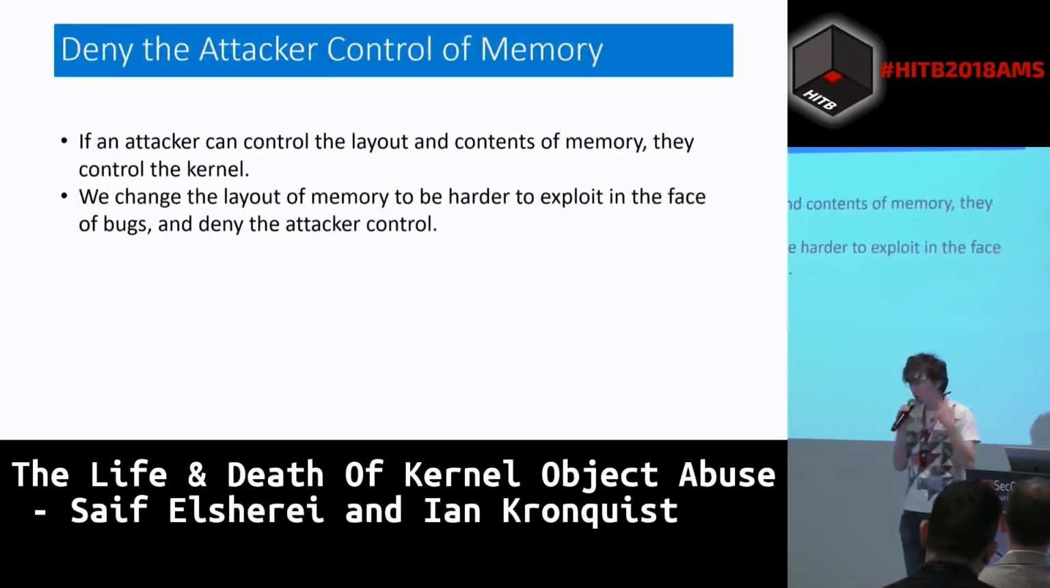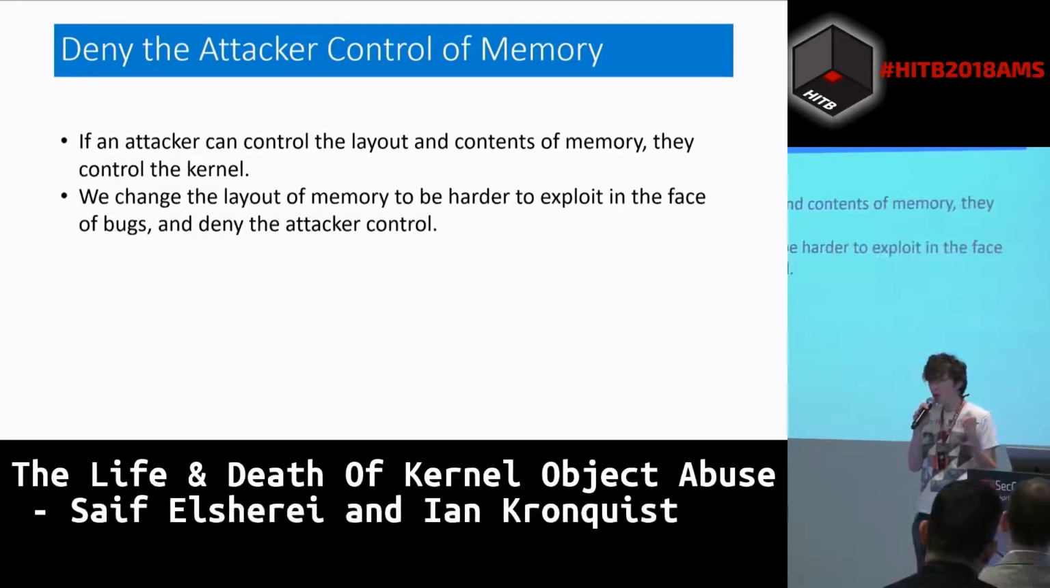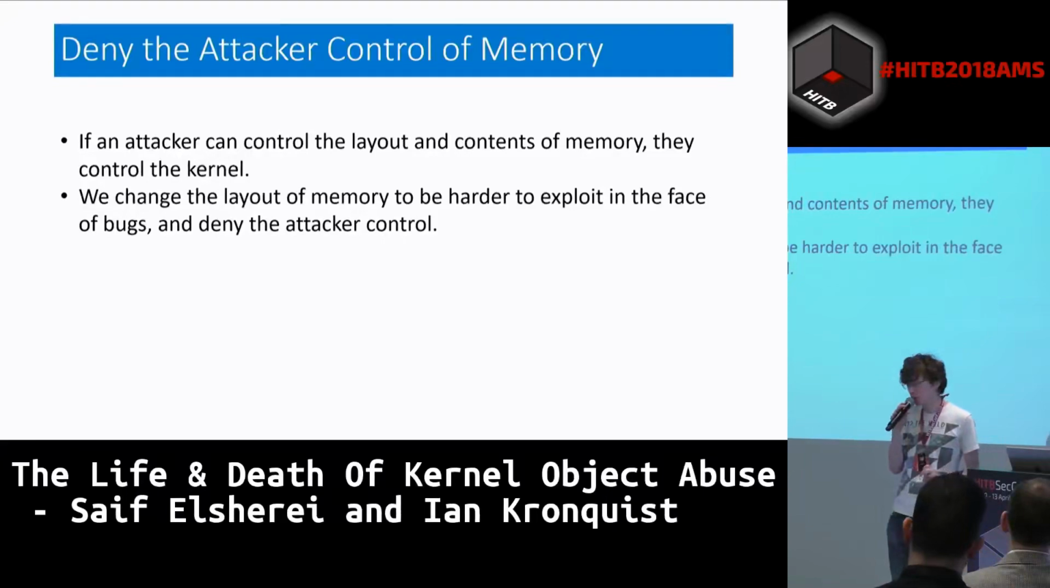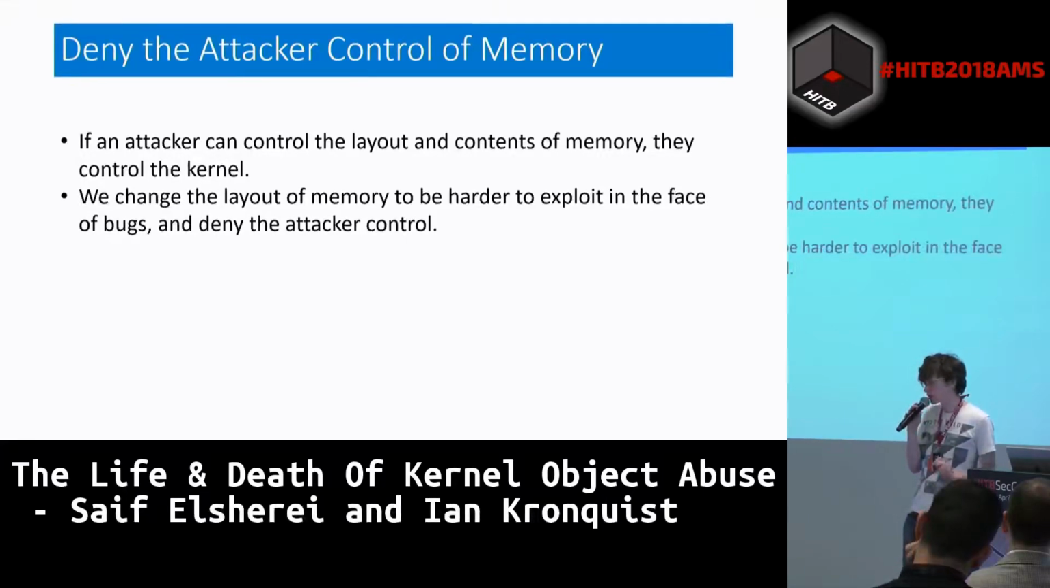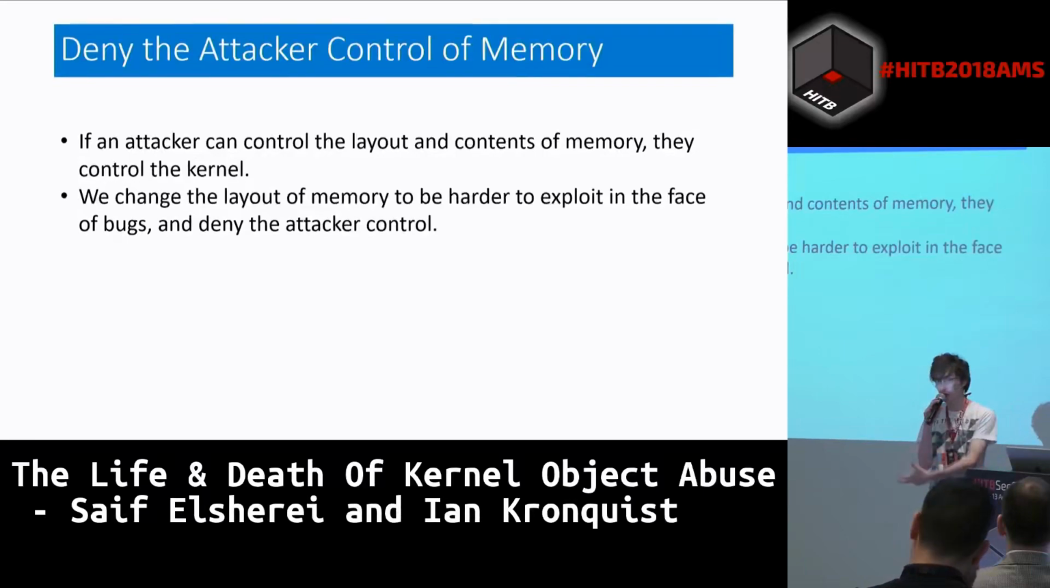So what we decided is we want to deny the attacker control of memory. If the attacker controls where these objects sit and figures out a way to overlap them, then he can make the primitive happen, which Saif showed you in some of his later slides. So it's the layout and contents of memory which really matter. So we changed the layout of memory to be harder to exploit in the face of bugs and deny the attacker control. Deny the attacker control of memory, stop the use after free from being an exploitable vulnerability.